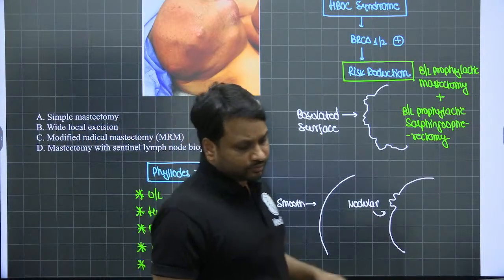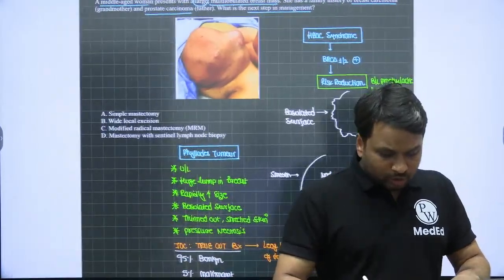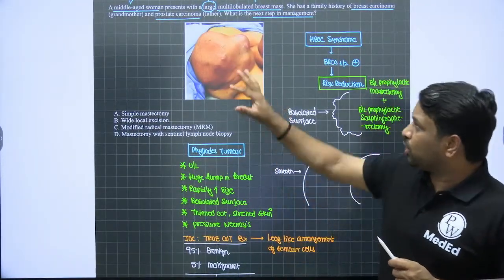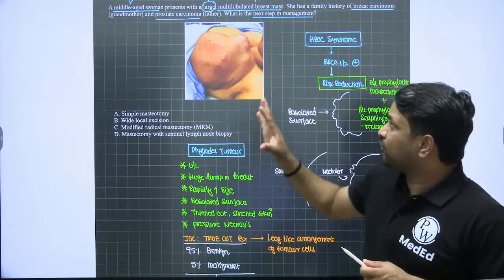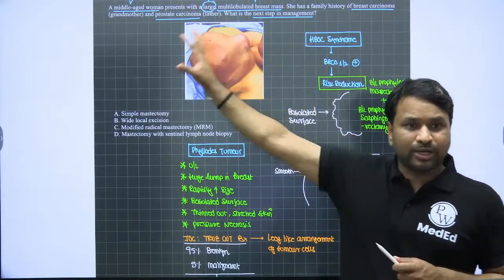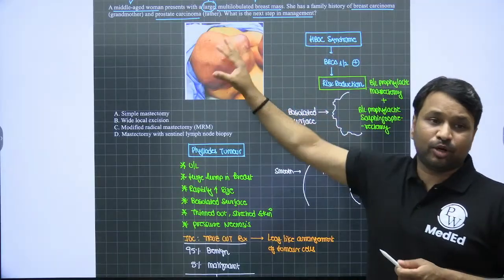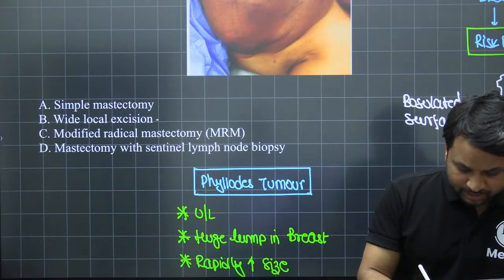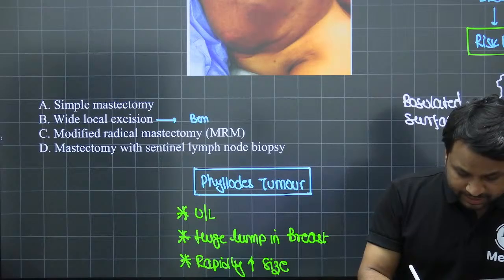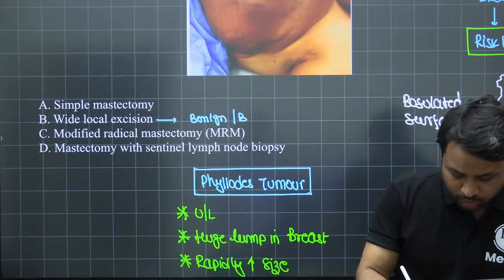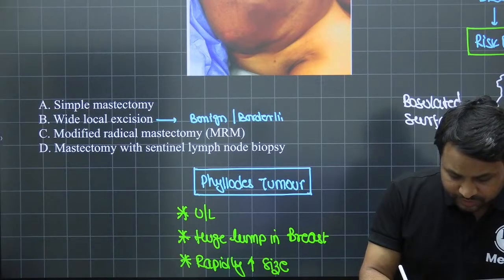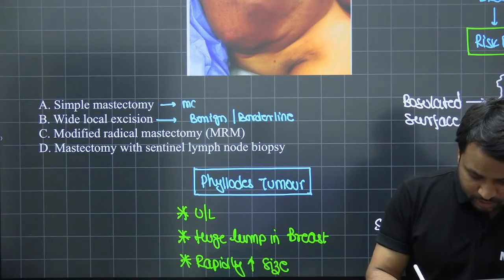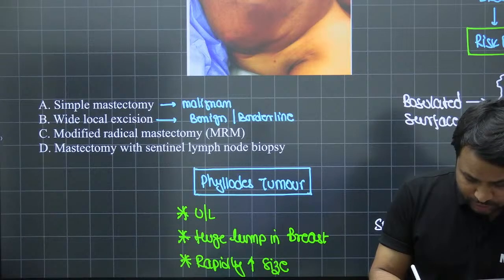Okay. Now, if you look at the whole question, this is a very beautiful and tricky question, because when you look at phyllodes alone, if you have to ask me about this, I would look at the histopathology diagnosis. If it is benign or borderline, then the answer will become wide local excision. Wide local excision will be the answer if it's a benign or borderline phyllodes tumor. Simple mastectomy if it is going to be a malignant phyllodes tumor.